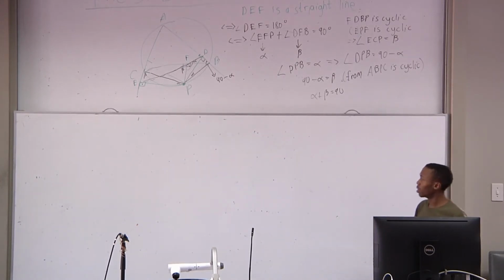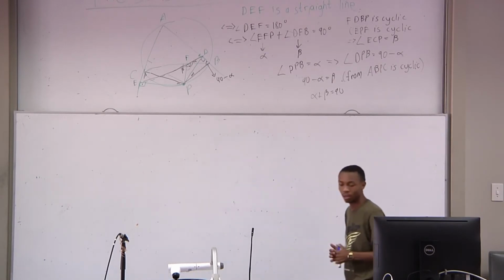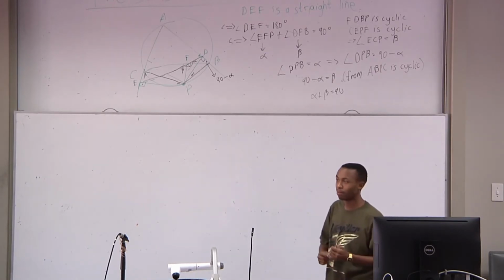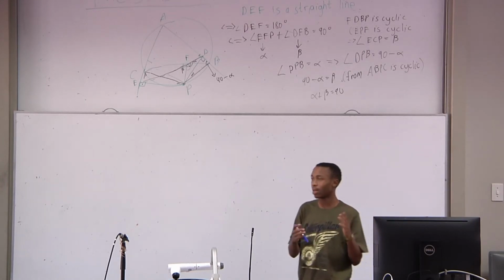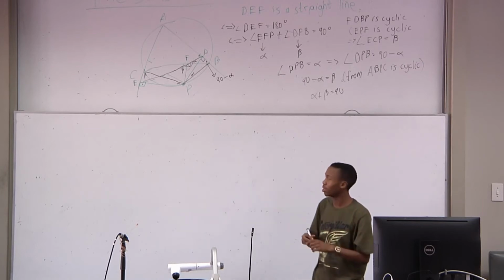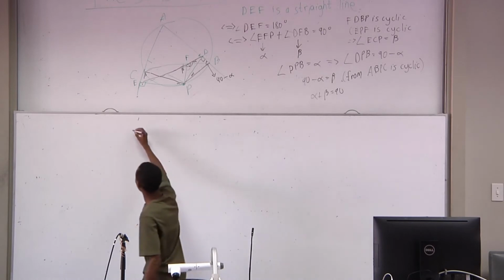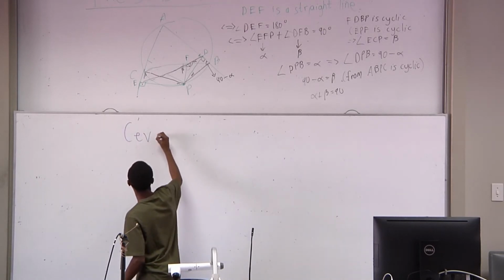So we move on to something that I already mentioned earlier, but we didn't actually have time to go through. So I'll be doing Ceva and Menelaus. They often come hand in hand because they both deal with ratios, and they just come together. So I'll start with Ceva.